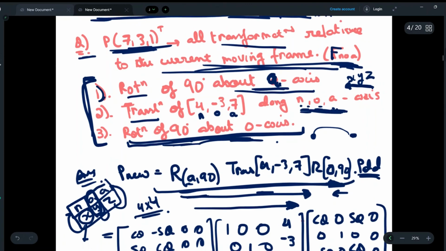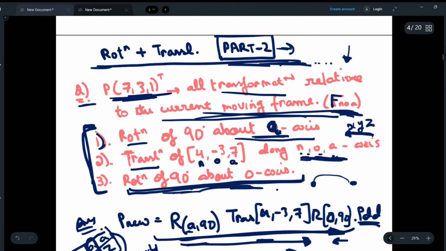Now in the next video, that is in part 3, I will be discussing a question in which we will have transformations about both the coordinate reference frames, that is across X, Y and Z as well as N, O and A. So that will be a tricky question. So do watch the next video.